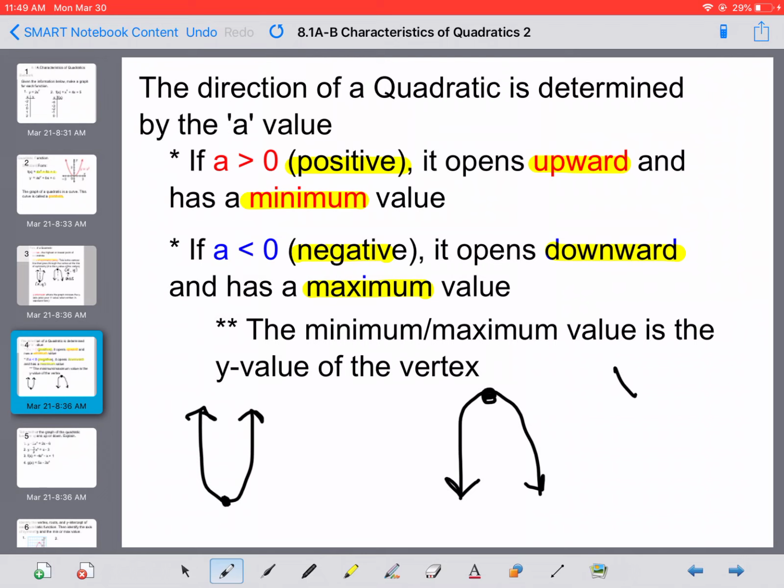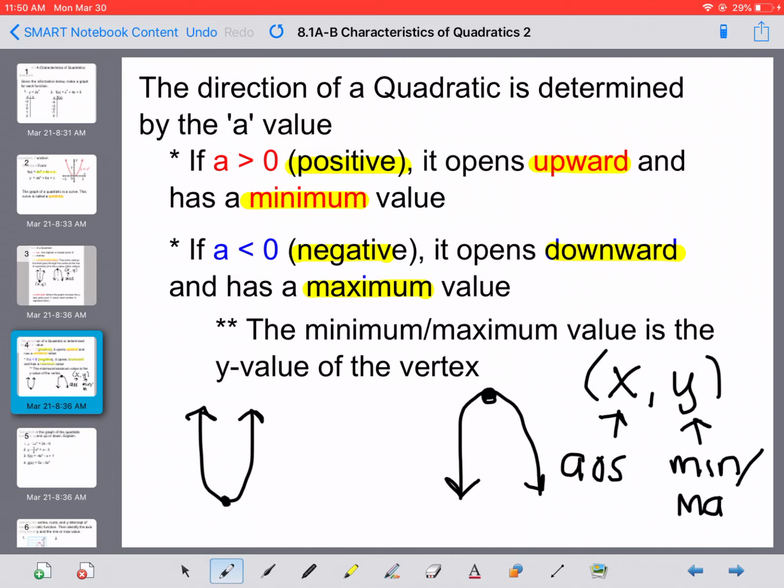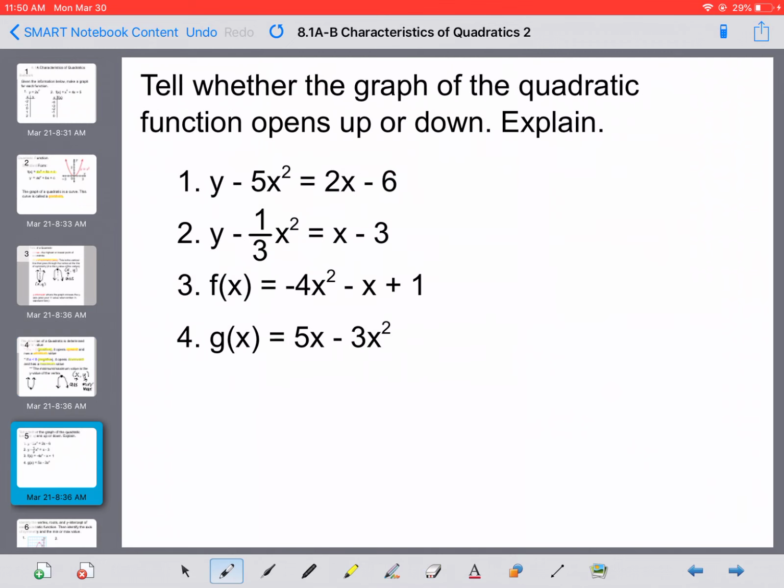Now again, the ordered pair of your vertex, x comma y: the x, we said, is our AOS. Our y value is the minimum or the maximum, depending on whether it's opening up or down. And we can determine the up or down just by looking at the a value. So let's look at a couple of problems.